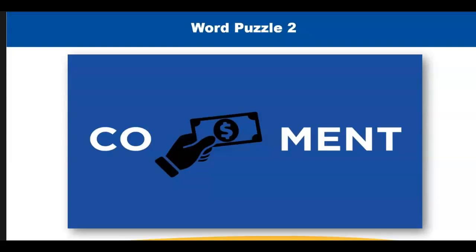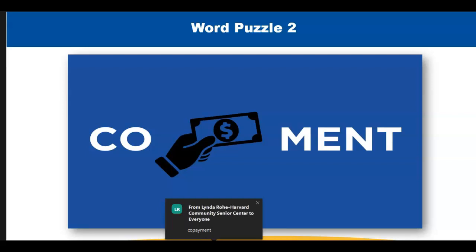And now we have one of our word puzzles. So we'll bring over that chat, and I'd like to ask you if you can figure out what this word puzzle is telling us. All right. Most of you look like you're getting this right. And yes, it is co-payment. And as we've been learning a lot about the cost that Medigap covers, we've learned a little bit about co-payments as well. So great job.